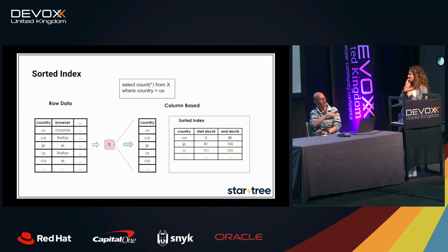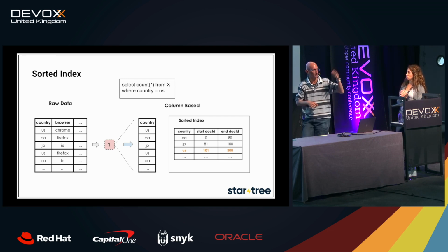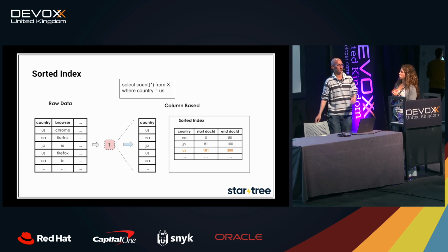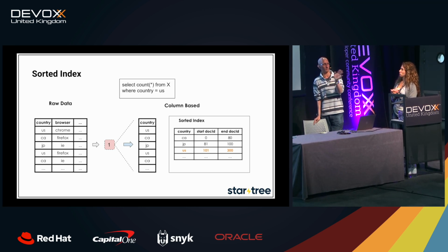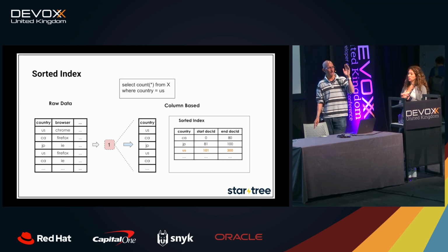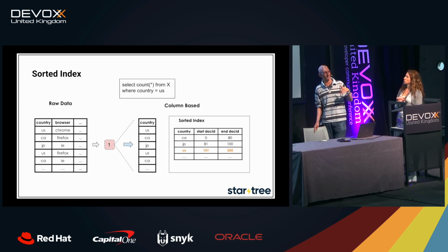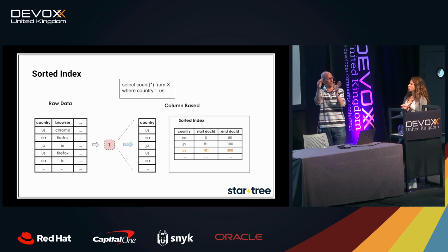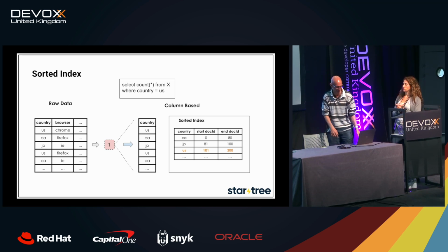Pinot tries to apply the sorted index automatically. When a segment is flushed from being in memory to being on disk, it basically scans through every column and says, can I sort you? If it can, then it sorts it. But you can also say, I want to sort a specific field, and then it will sort that field explicitly. But it will then look at all the other fields and say, can I sort you as well? So it's applying almost some pre-indexing optimization for you.